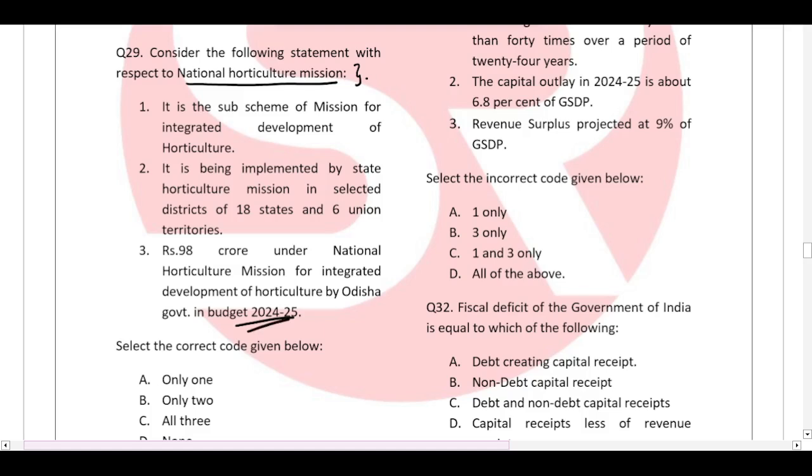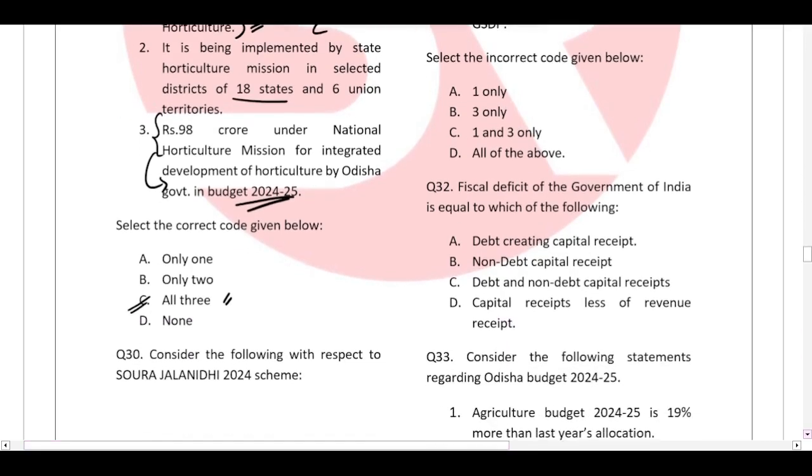The horticulture mission wants to develop horticulture in India. So the National Horticulture Mission is indeed a sub-scheme of the integrated development of horticulture. So that is correct. And this scheme is being implemented in select districts of almost 18 states, and Odisha has allocated some budget to it in Odisha's budget of 24-25. So all three are correct, hence option C is the correct statement for question number 29.